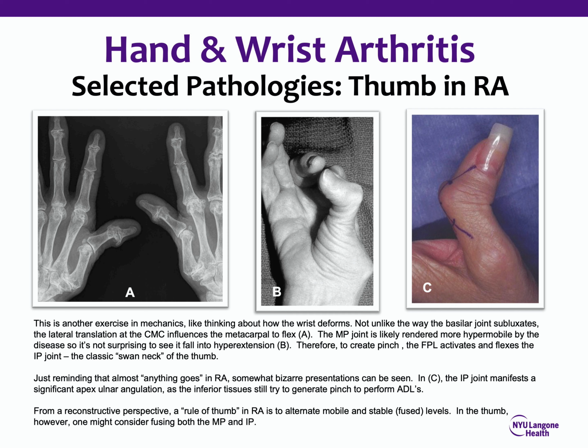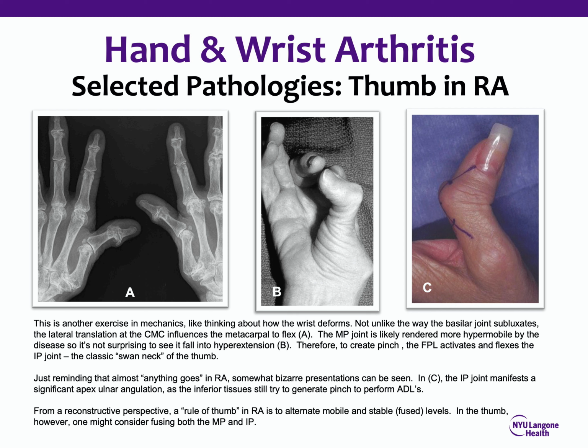In general, when we approach the rheumatoid hand, we want to alternate mobile and immobile fused segments. This is no exception. However, in this particular situation, we may want to do a soft tissue arthroplasty to maintain some of the circumduction at the CMC joint, but fuse both the MP and IP, because what do we want? We want stable pinch, right?